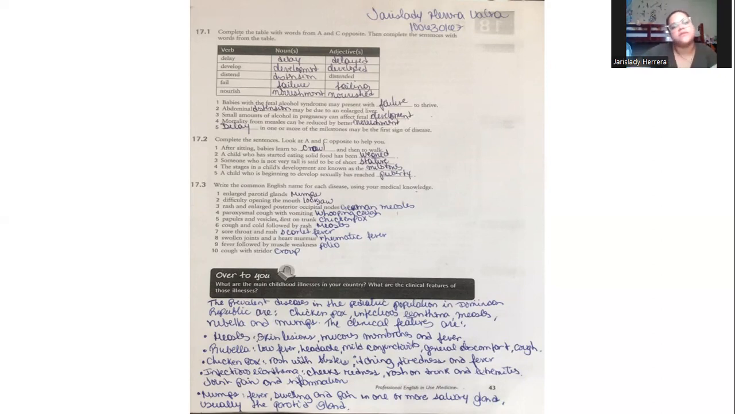1. Babies with fetal alcohol syndrome may present with failure to thrive. 2. Abdominal distension may be due to a large liver. 3. Small amounts of alcohol in pregnancy can affect fetal development. 4. Mortality from measles can be reduced with better nourishment. 5. Delay in one or more of the milestones may be the first sign of disease.